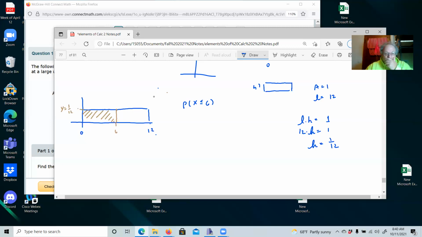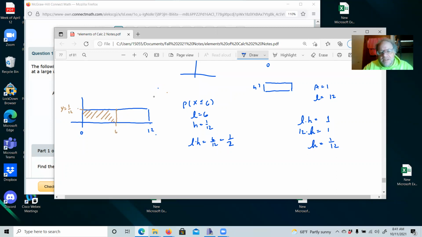If I want the probability x is less than 6, wouldn't we just have to figure out the area of this little rectangle? My length is 6, my height is 1/12. Length times height is 6/12, which equals 1/2, which is exactly what you'd expect. If I wait half the time, the probability that the bus occurred between 0 and half the time is one half. So it's a 50% chance the bus comes between 0 and 6 minutes.